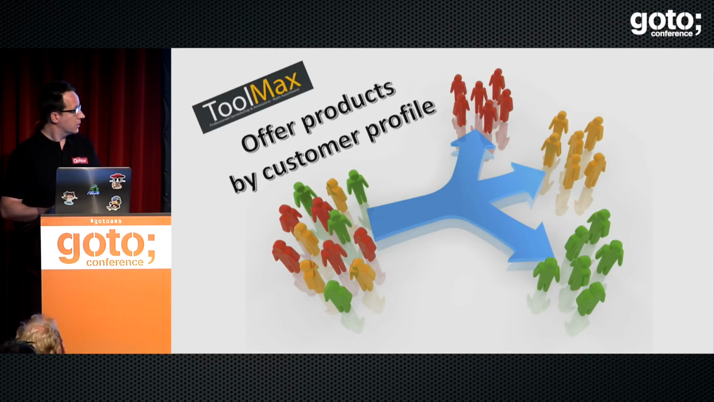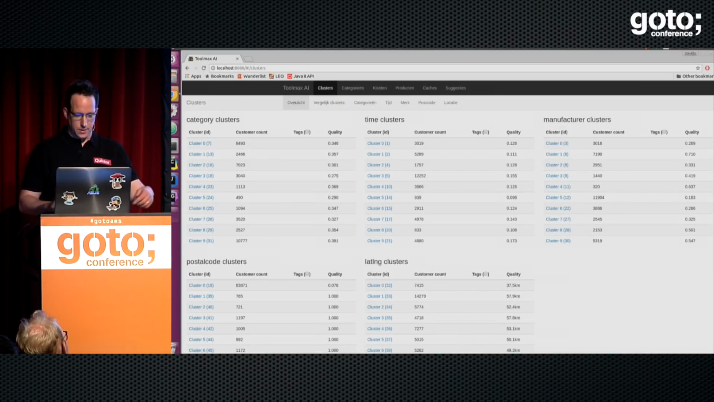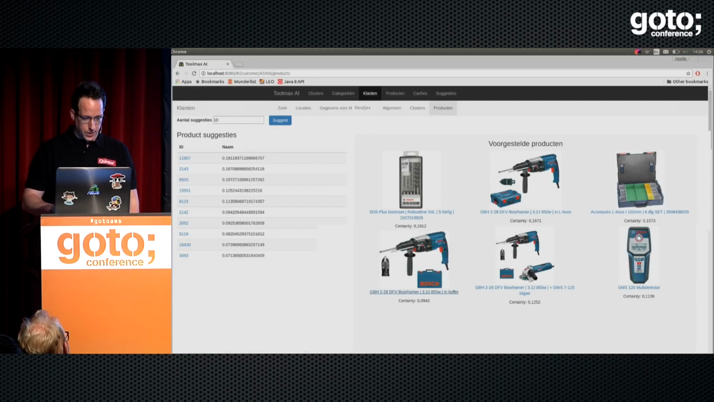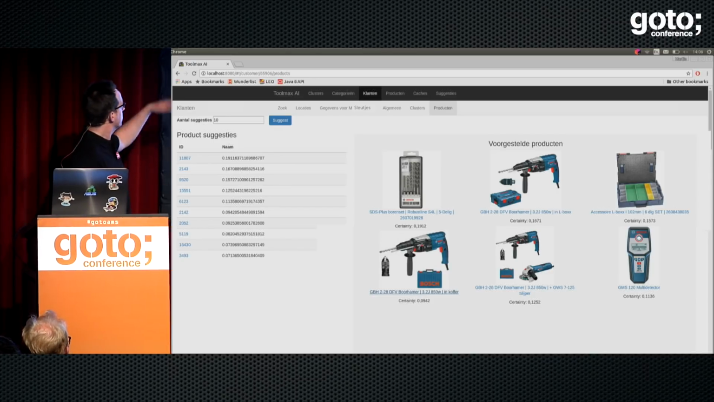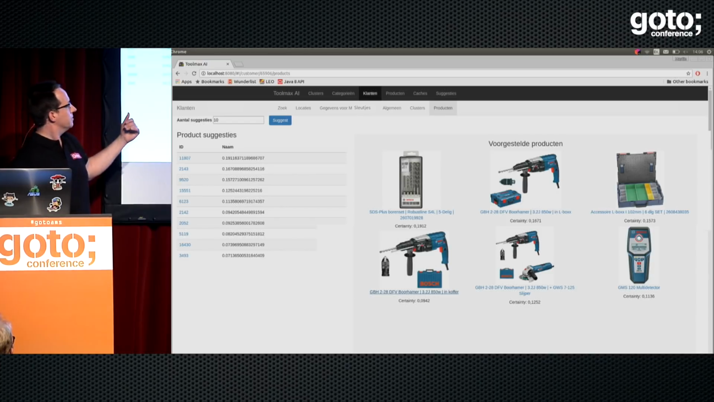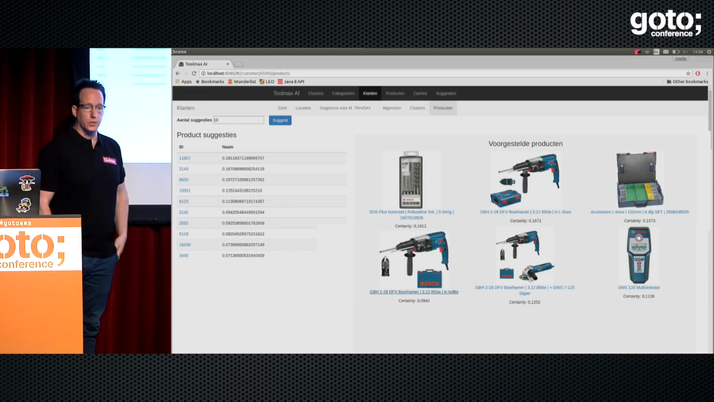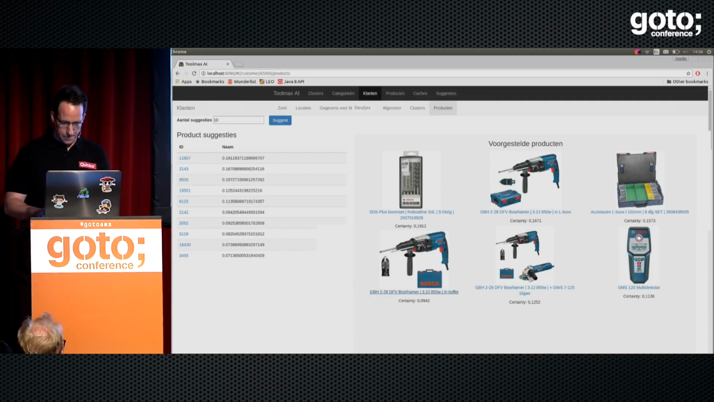Well, we also did it at Quintor for Toolmax. We offer products by customer profile. So we also did clustering based on category, manufacturer, postal code, and eventually we were capable of actually making product suggestions based on what they were searching for. So for example, there was a probability of 0.90% that product ID 11807, which is the SCS plus drill set, should be recommended.